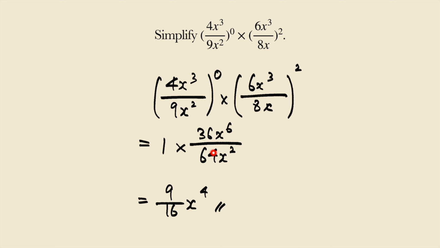Now focus on the coefficients. 36 and 64 get simplified to this. 6 minus 2 is therefore x to the power of 4. Same base, subtract the indices when you're dividing.